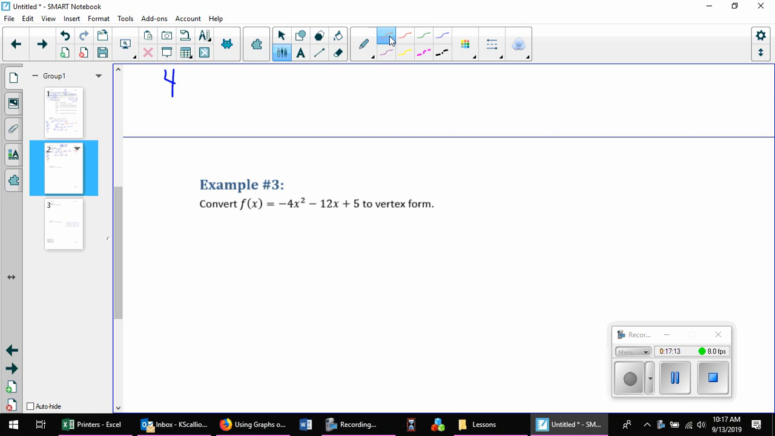All right. Step 1, group my x's. What's step 2? Take out that coefficient, right? Common coefficient. Sometimes it's not going to look very common, but it's got to come out. So the negative 4 is going to come out. I'm left with x squared plus 3x. I'm going to leave some space in my brackets. And then plus 5.